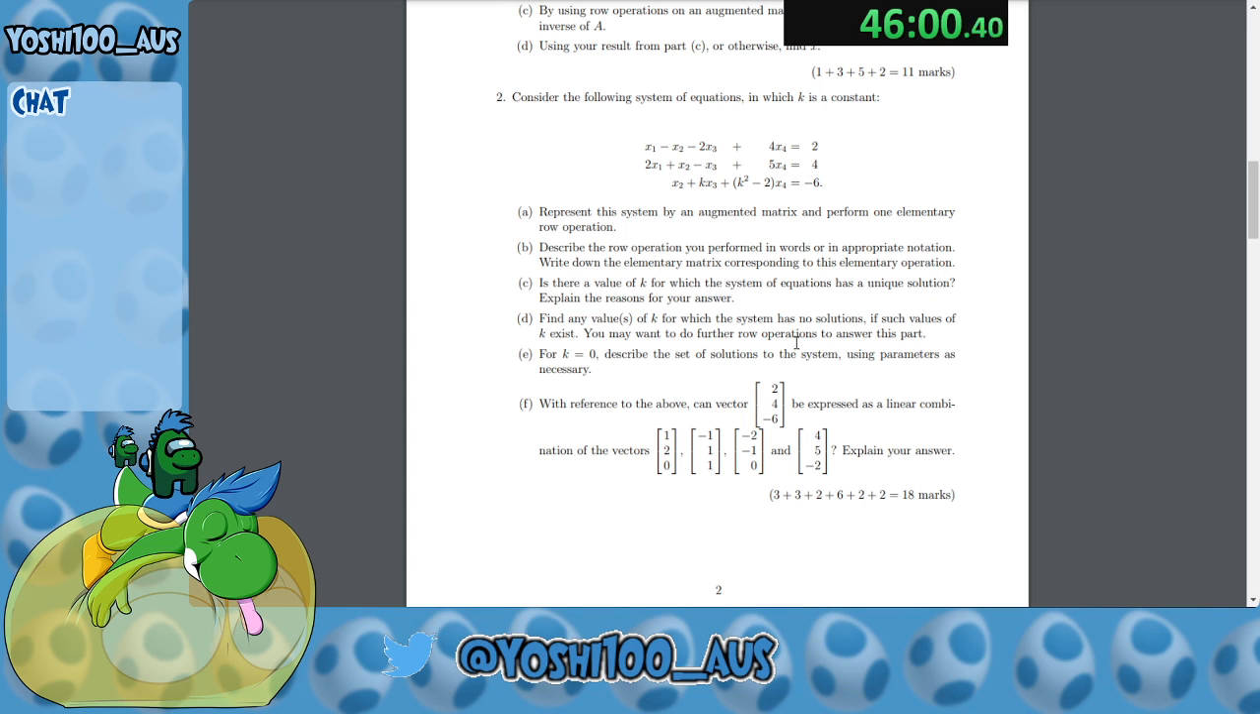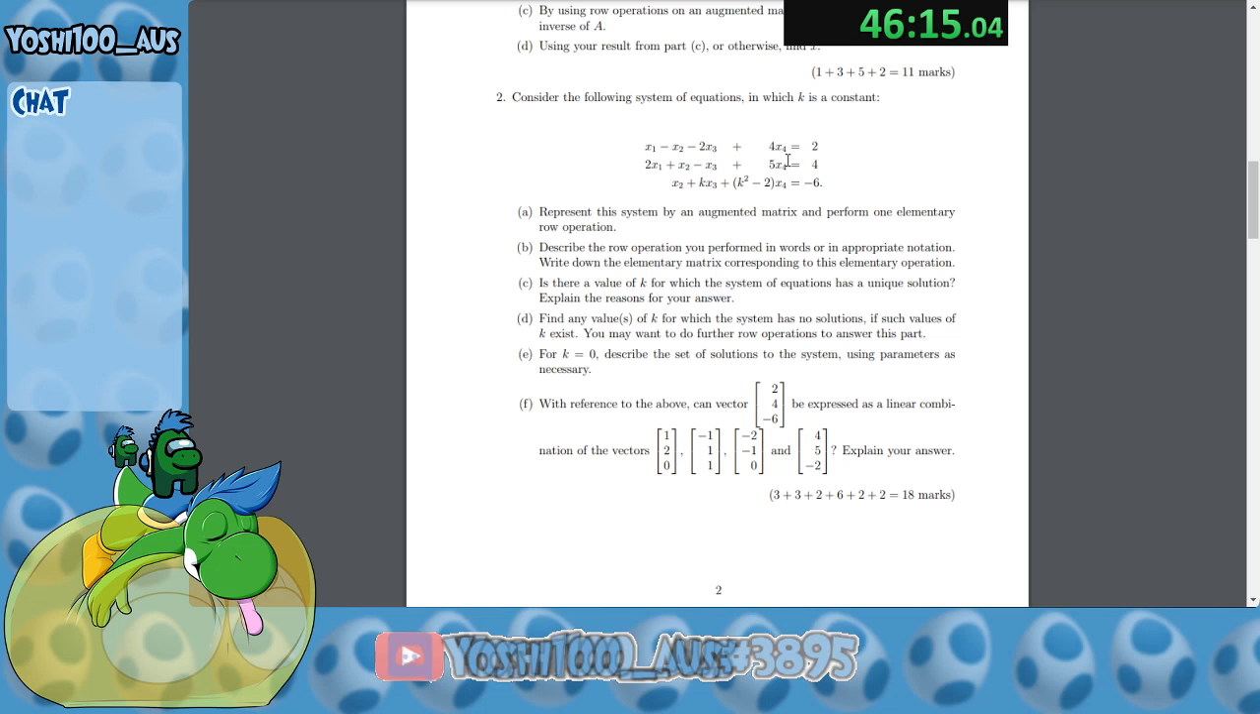Represent the system by an augmented matrix and perform one elementary row operation. Describe the row operation you performed in words or in appropriate notation. Write down the elementary matrix corresponding to this elementary operation. Okay, that's easy enough. This is 3 by 4.